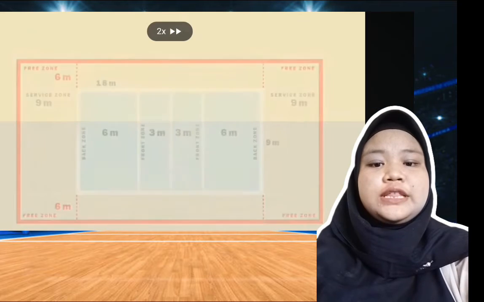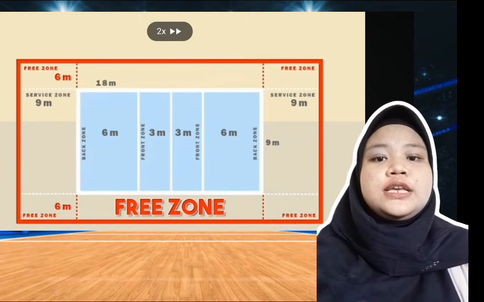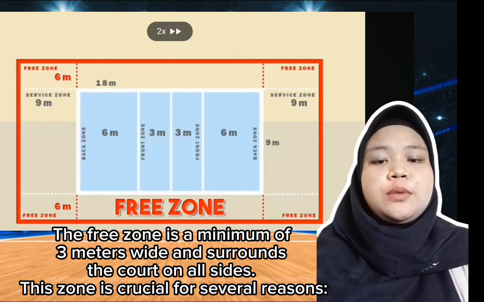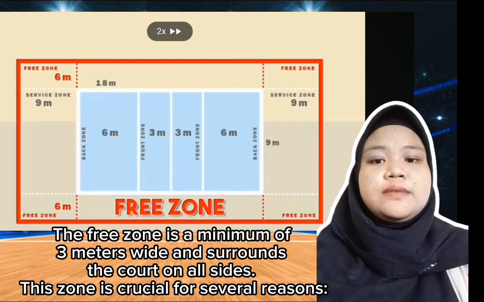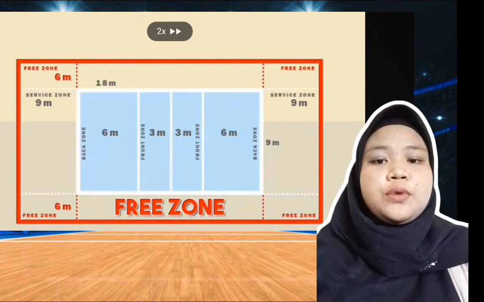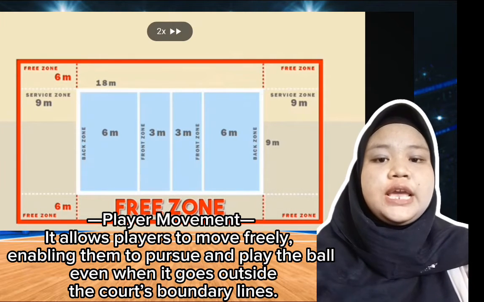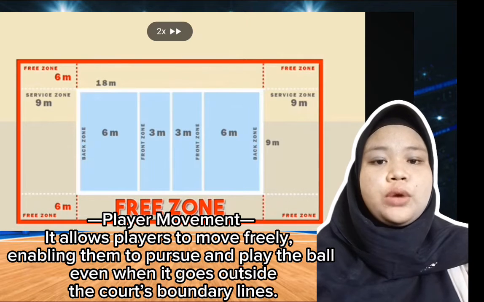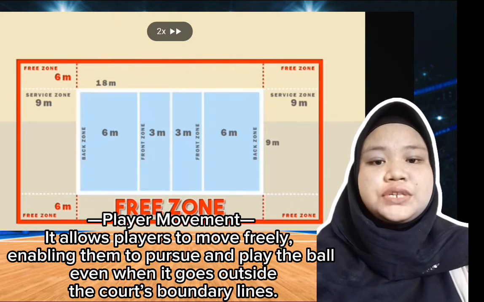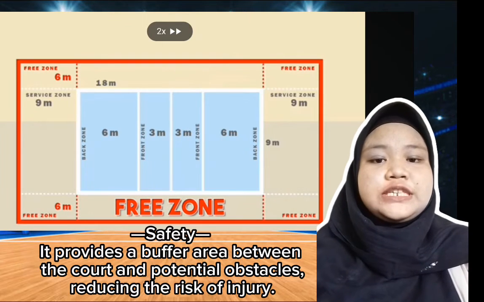Next, let us see what the free zone is, what it is used for, and why it is present in a volleyball court. The free zone is a minimum of 3 meters wide and surrounds the court on all sides. This zone is crucial for several reasons. Number 1, player movement. It allows players to move freely, enabling them to pursue and play the ball even when it goes outside the court's boundary lines.